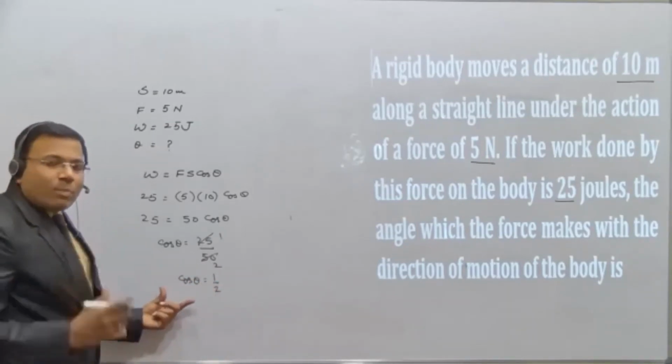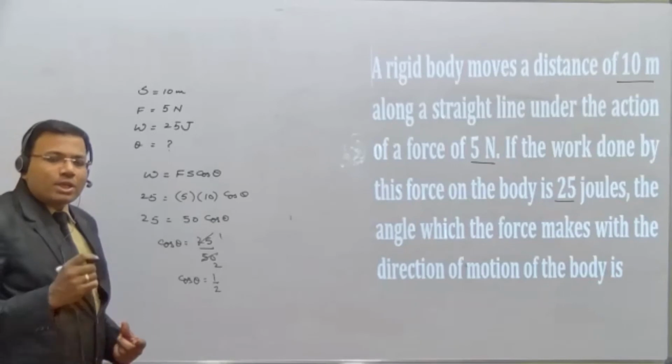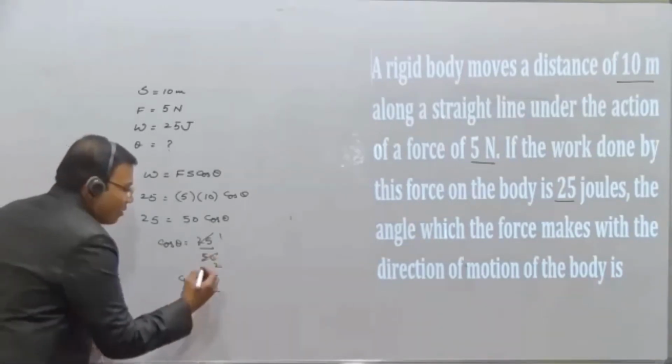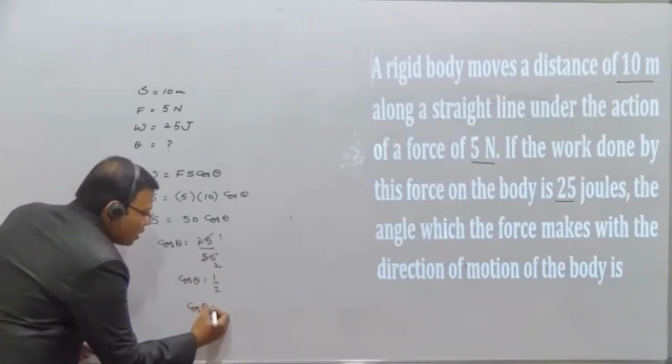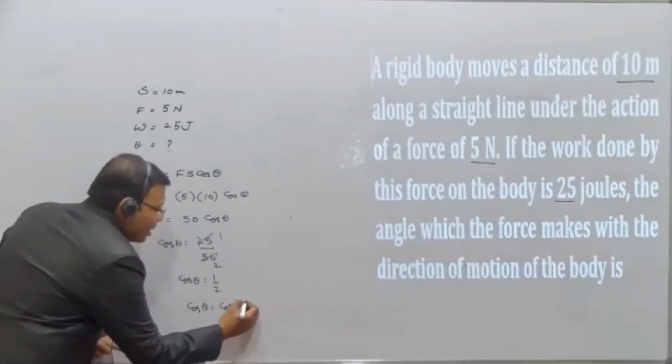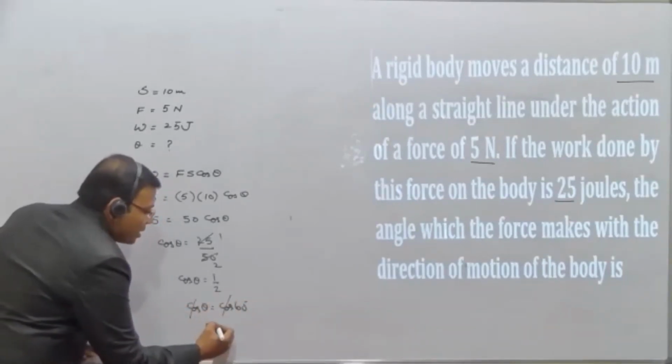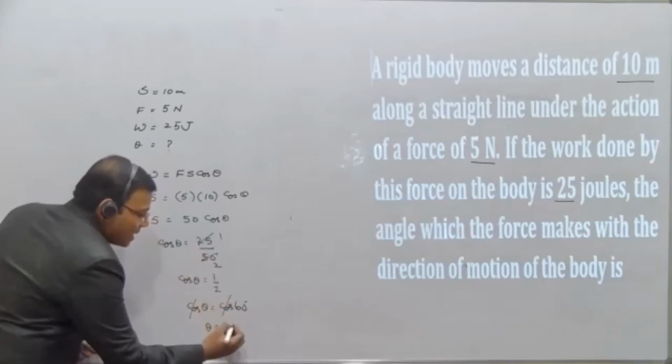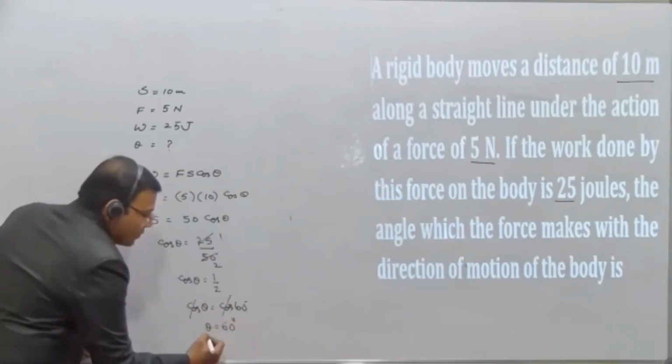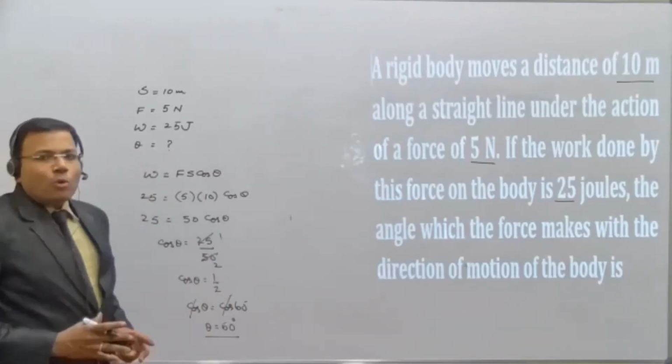So when 1 by 2 comes under the cosine function, it is at 60 degrees. So therefore we can write cos theta is equal to cos 60, and the cos gets cancelled, and here theta is equal to 60 degree. This is the answer. Hope you have understood.